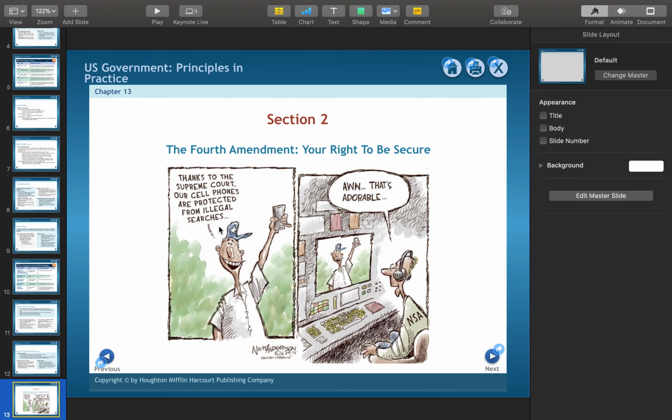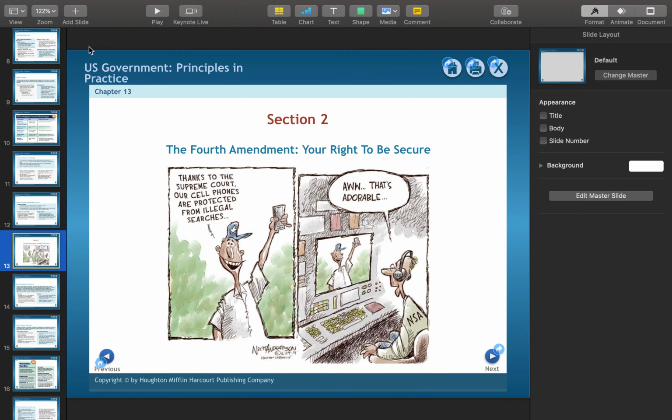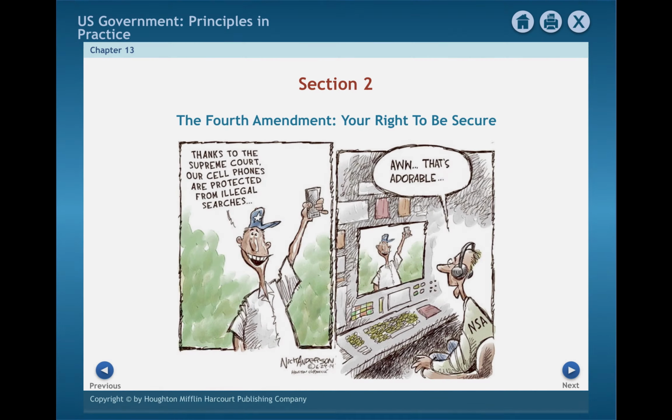Hello, everybody. This is the beginning of section 2 from chapter 13. We are going to be talking about the Fourth Amendment, and more specifically, your right to be secure. So, understanding search and seizure.